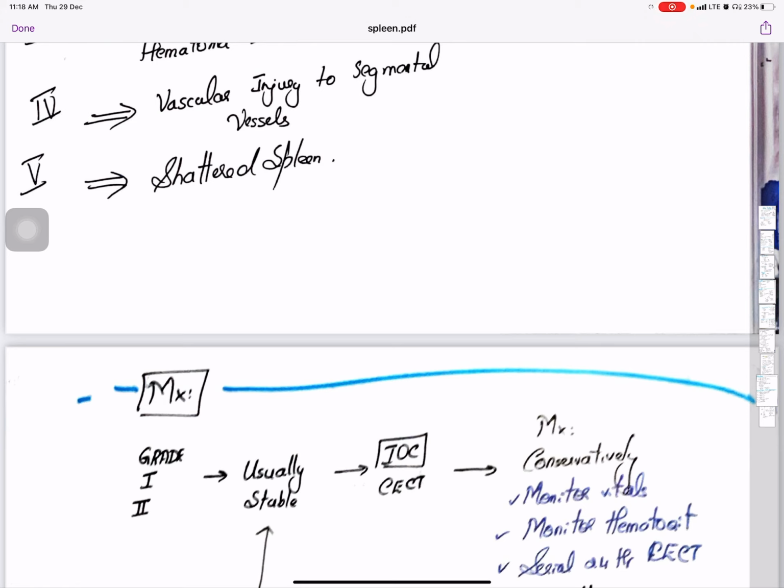In infection, we have abscess, hydatid cyst, tropical splenomegaly, traumatic cyst. Then chronic infection or chronic malaria and all that. Then hypertension, most commonly left-sided portal hypertension, called sinistral hypertension. Okay, so these are the indications of splenectomy.